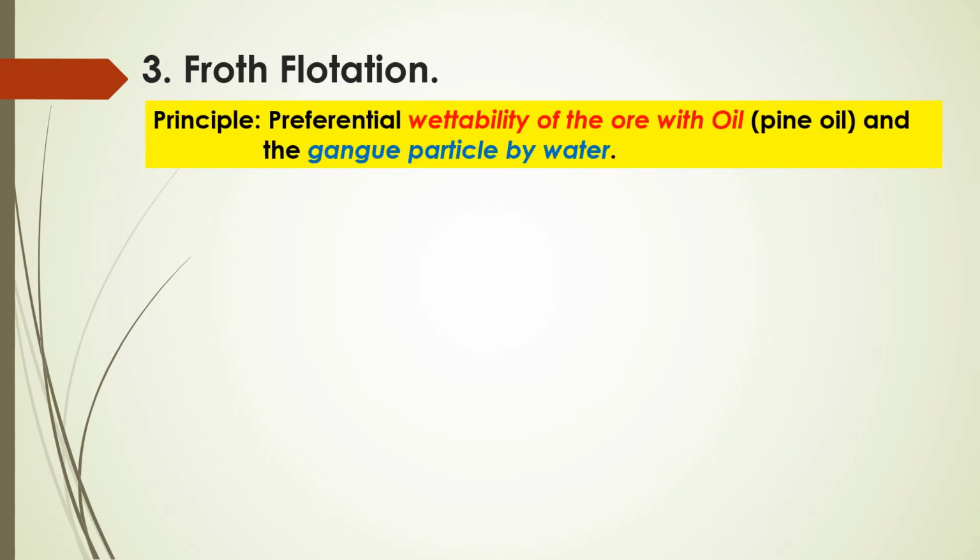Third process is froth flotation. Now what is the principle behind this? The principle is preferential wettability of the ore with oil. Wettability means getting covered with oil. So the ores get wet by oil, whereas the gangue gets wet by water, and these types of ores are concentrated by froth flotation.